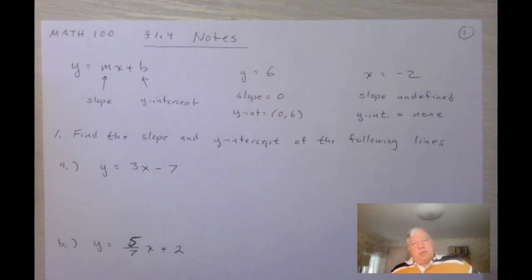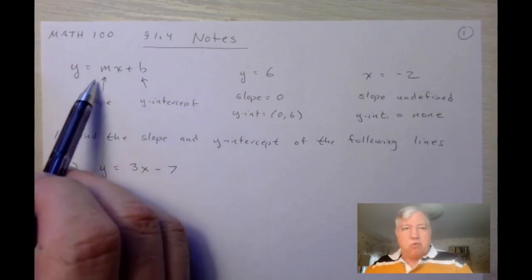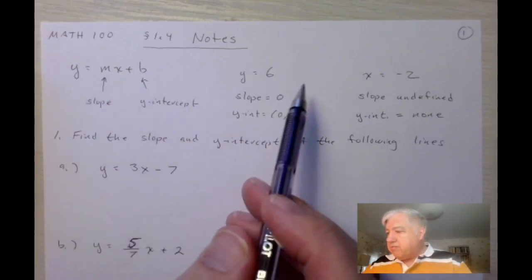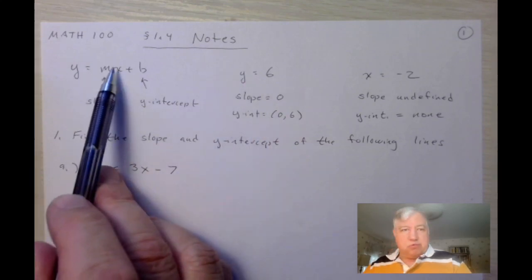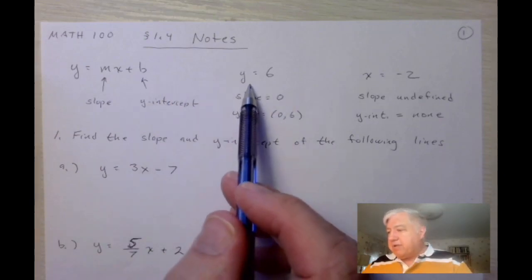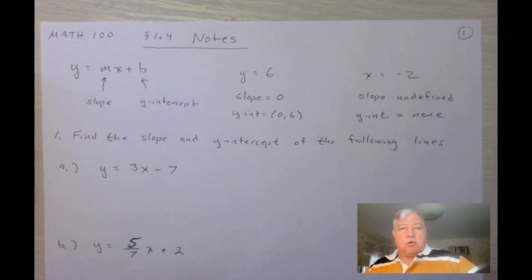So almost every line can be described by an equation of this form. There are two exceptions. One is when m equals 0. When m equals 0, this term just goes away and we get y equals b, or y equals a constant. So we might have something like y equals 6. And we know that this describes a horizontal line. Okay, it's a horizontal line, its slope is 0, and its y-intercept will be at 6.